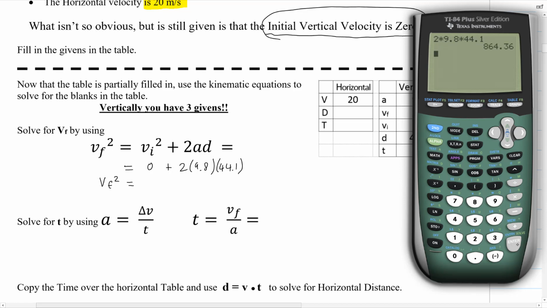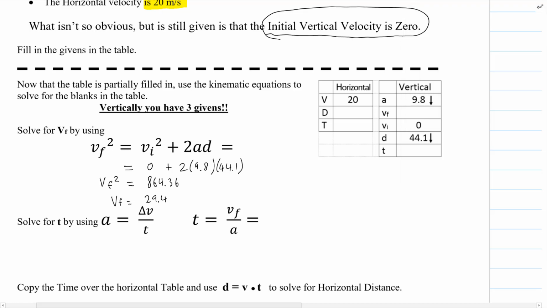44.1, and that's 864.36. I'll just put that all down for now. 864.36, and then I'm going to square root it to get VF, and VF is going to equal 29.4. Now mathematically it's plus or minus, but we know it's going to go down. So we already know that the negative of going up, the opposite direction of that, is not going to happen. 29.4 is the answer that we have, and it's down.